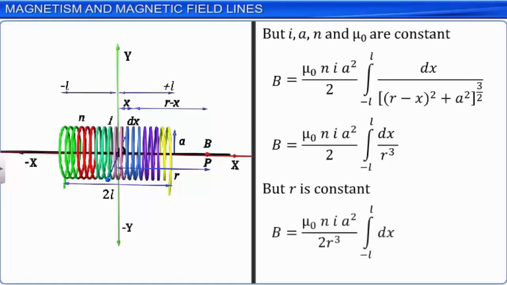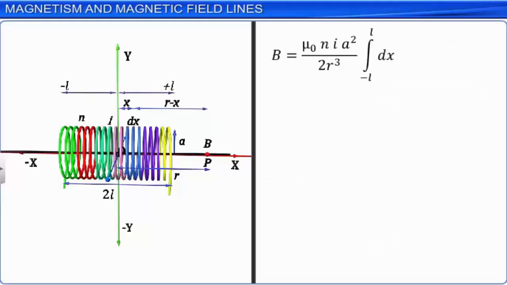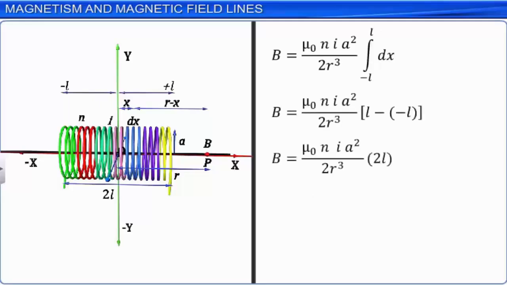On integrating and substituting the limits, we get the magnetic induction B = μ0 n I A² / 2R³ × 2L. By multiplying the numerator and denominator of the expression with π and rearranging the terms, we get the magnetic induction B = μ0 / 2π × n I 2L π A² / R³.